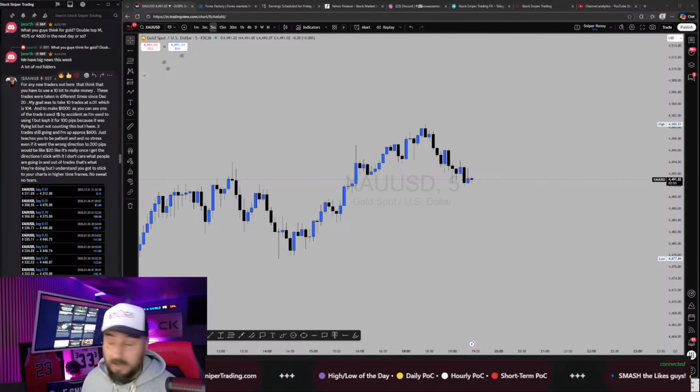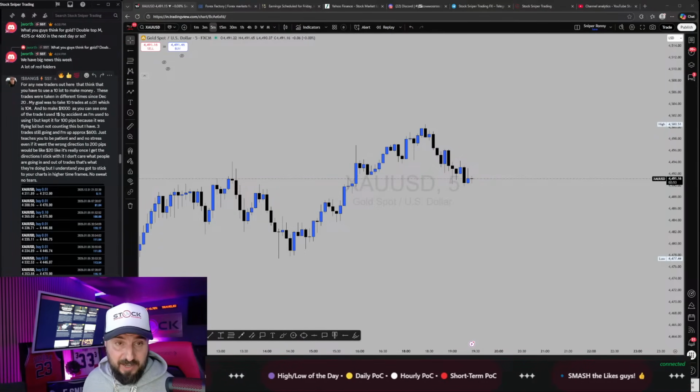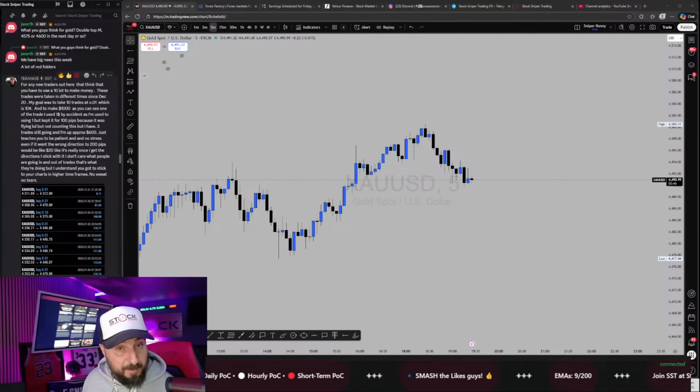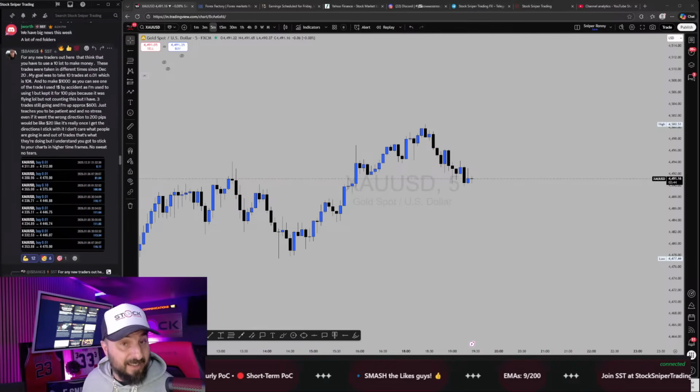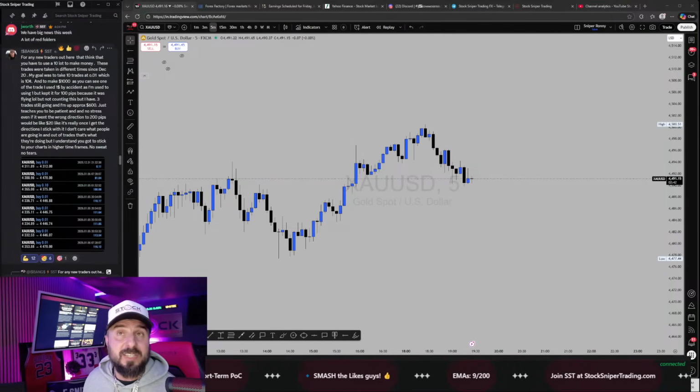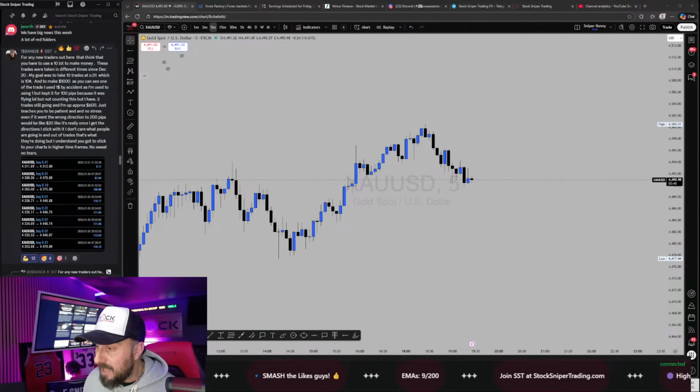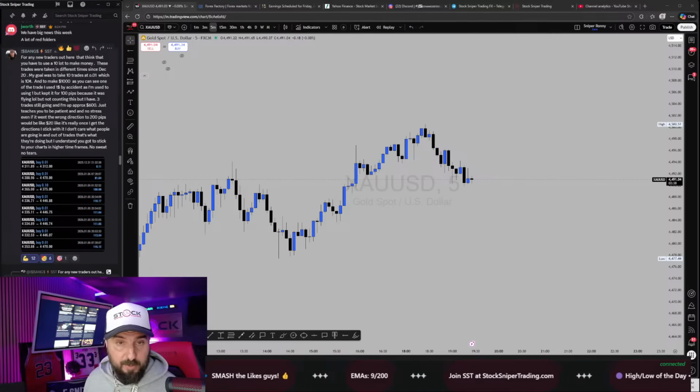Look at this. If you read on my screen to the left side of the chart here in the Discord, right over here. This is Dennis. He's from London, just down the street from me. So for any traders out there that think that you have to use 10 lots to make money, you don't. You don't got to use a standard lot. You don't got to use 10 lots. This is not me talking. This is Dennis in our group over here.